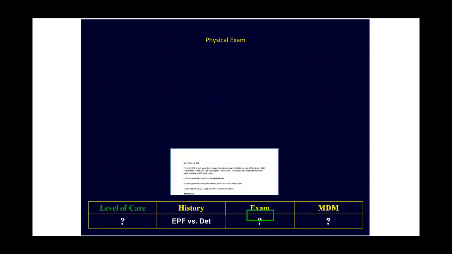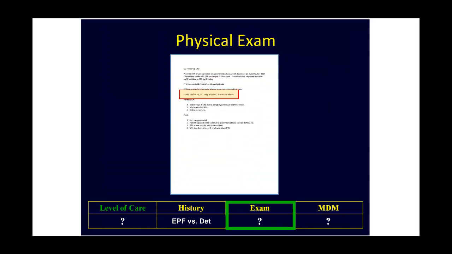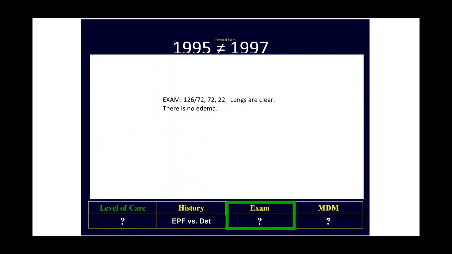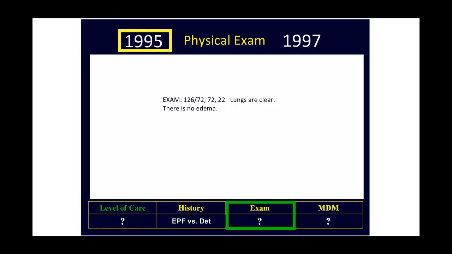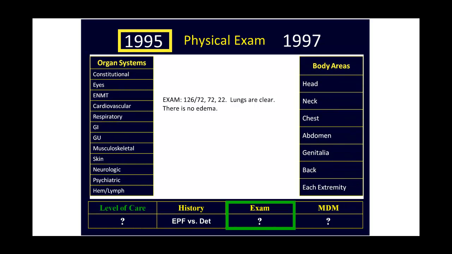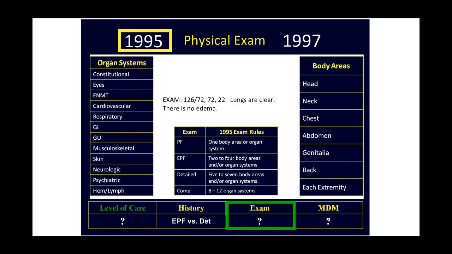The first thing you notice about the physical exam in this note is that not much exam is actually documented. There's a big difference between the exam rules for the 95 and 97 E&M guidelines, so we need to check both. Starting with the 95 rules first, the level of exam is based on the documentation of organ systems and body areas according to this table.